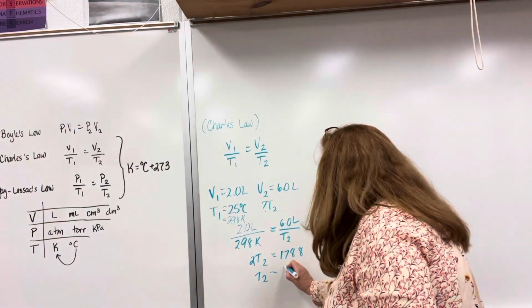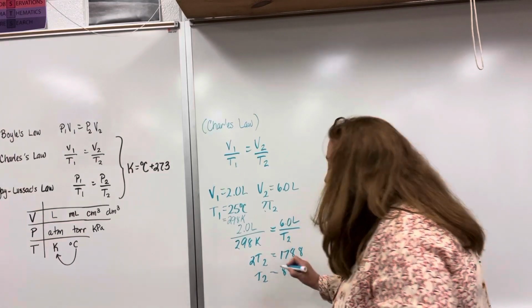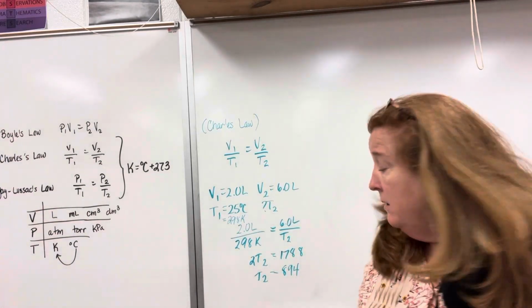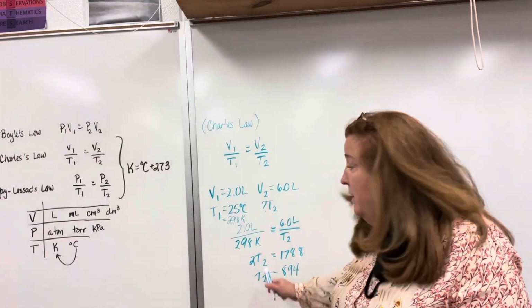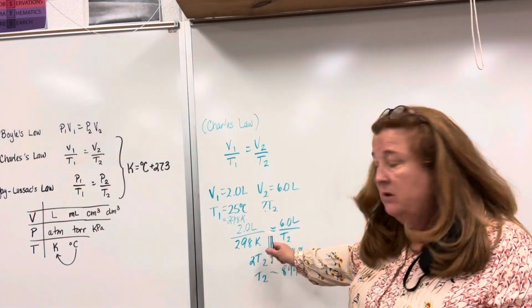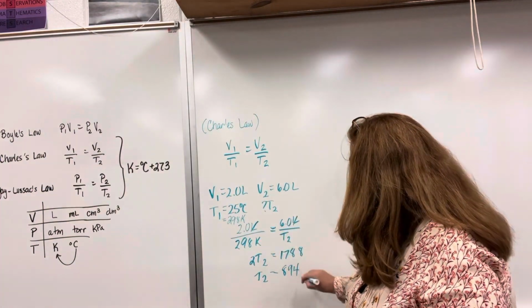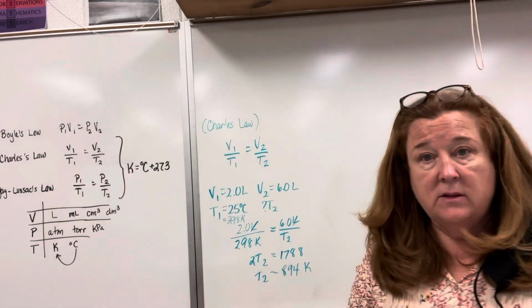and you get 894. And then this is where you have to figure out what the units are going to be. You're trying to get temperature, and because you had put Kelvin in here, the liters canceled out, and you're left with Kelvin. And that's the correct answer.